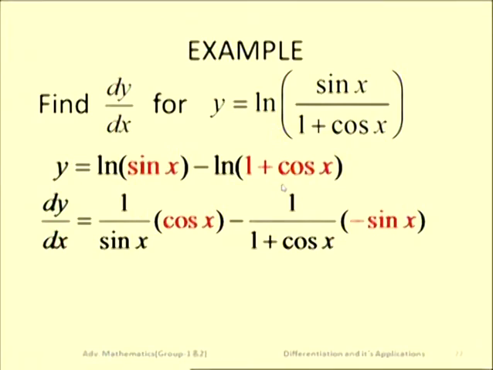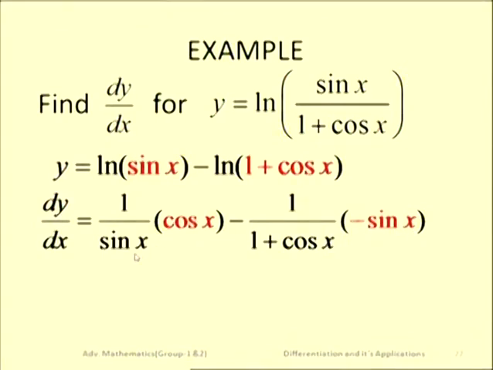Minus the derivative of log of 1 plus cos x. The derivative of log x is 1 by x, so again in place of x we have 1 plus cos x. So it is 1 upon 1 plus cos x into the derivative of 1 plus cos x. The derivative of 1 is 0 and the derivative of cos x is minus sine x. So it is minus sine x.